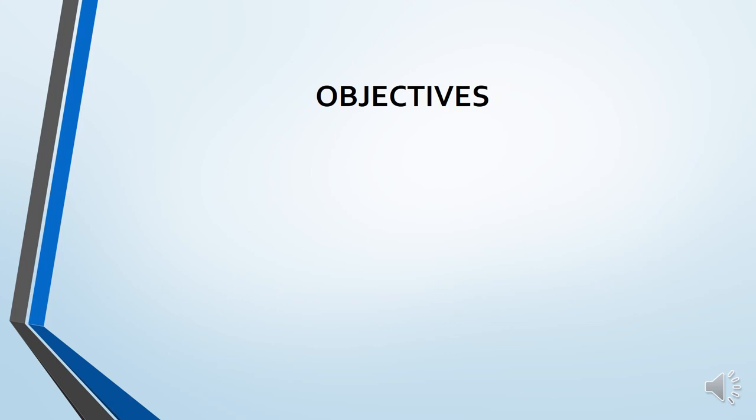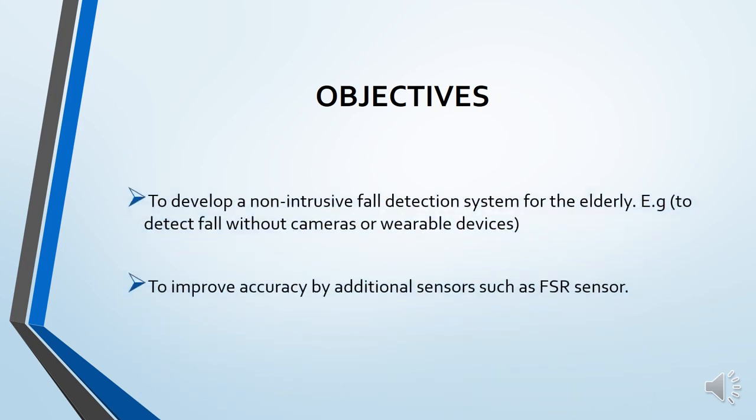For the objectives: to develop a non-intrusive fall detection system for the elderly, for example, to detect falls without cameras or wearable devices, and to improve accuracy with additional sensors such as the FSR sensor.